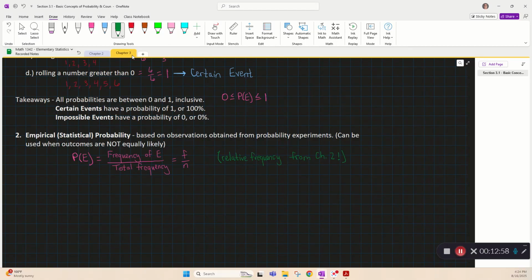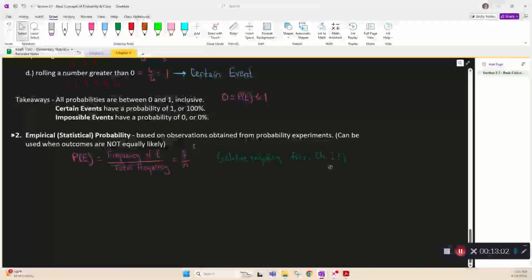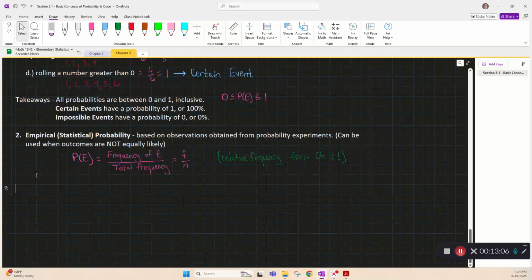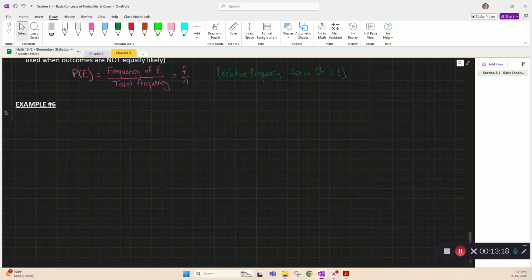Okay, let's see an example of this one now. So example number 6. It's also going to be a word problem.